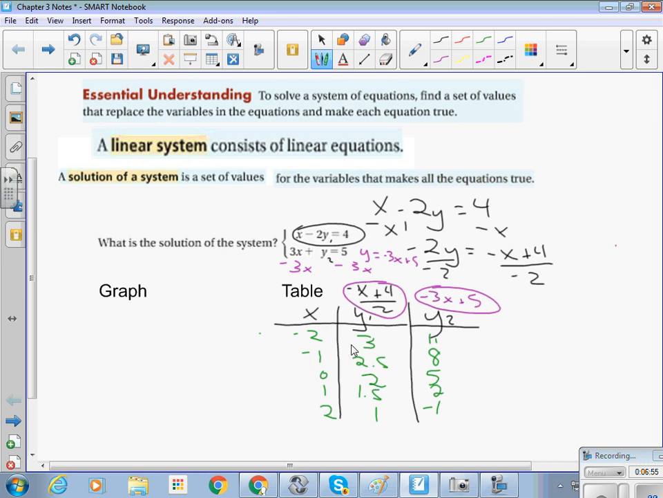We're going to take a moment and I'm going to show you guys how to make a table in your graphing calculator or using your graphing utility online.